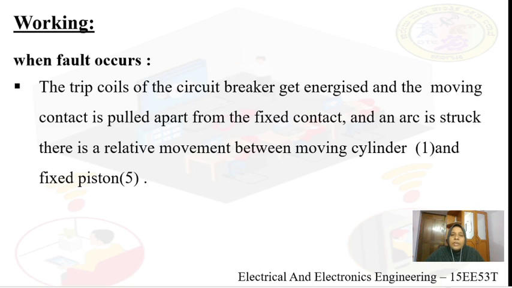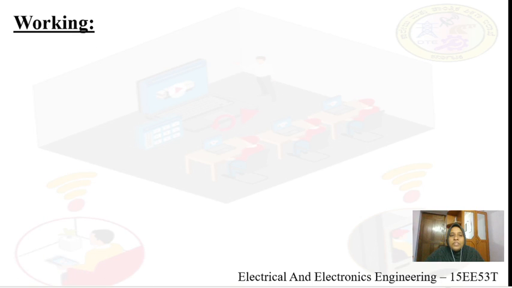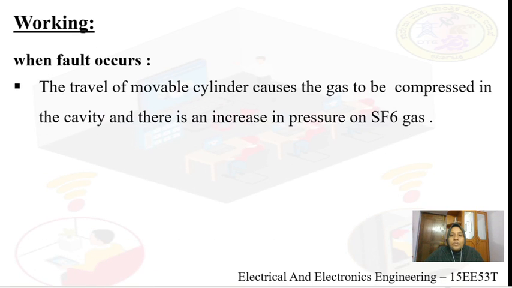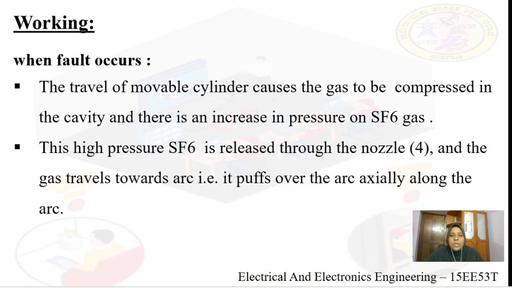When the contacts are pulled apart, depending upon the intensity of the fault, a smaller arc is struck or a huge arc is struck. So an arc comes into the picture. Now because your moving contact, which is placed on a moving cylinder, is moving, there is a relative motion between these two. Because of this relative motion, the gas gets compressed. Same quantity of gas but the space is becoming less, so its pressure increases.